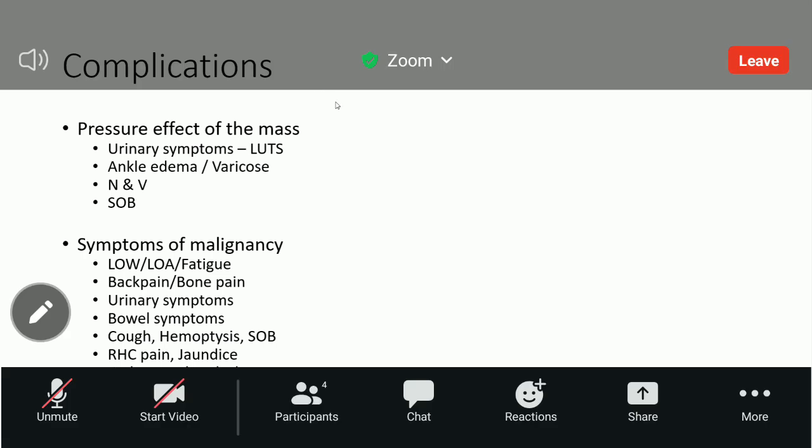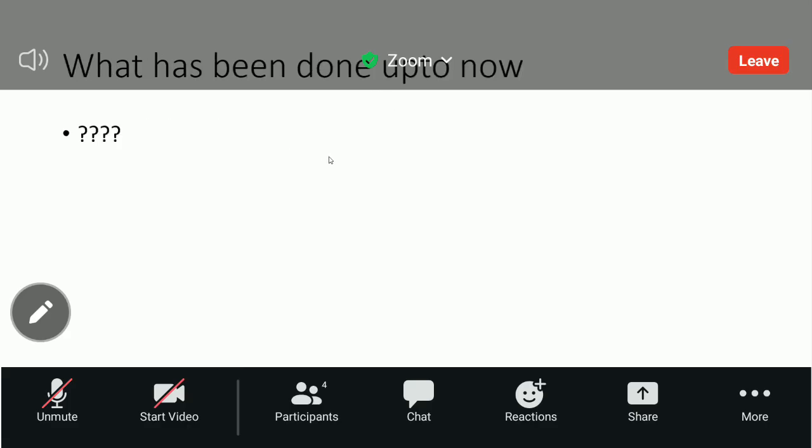Okay. Then what has been done up to now? This is the important part that we have to tell at the end. What has been done up to now, you have to give in sequential order, from the first day it was diagnosed up to now. From the first day of the presentation up to now, you have to give it as a story.